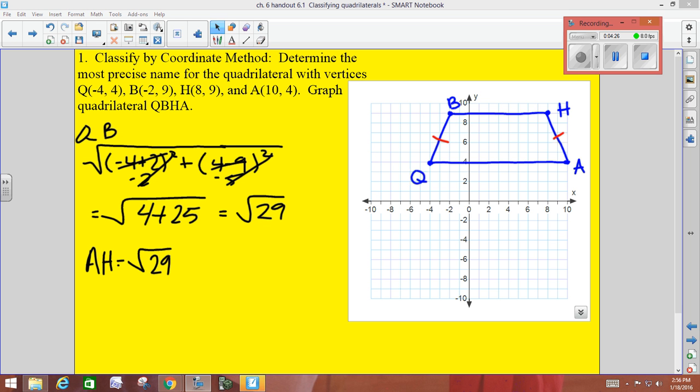Find the slope of it. So from Q to B, I go up 5 and to the right 2, so that would be 5 halves. And from H to A, I go down 5 and right 2, so that would be negative 5 halves. Right, since it's going downhill.